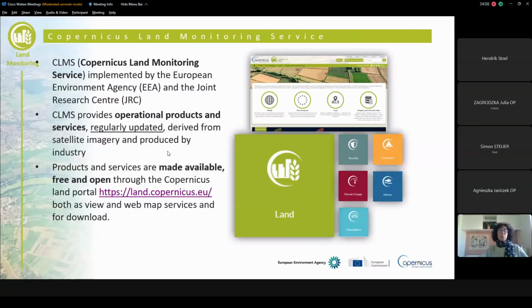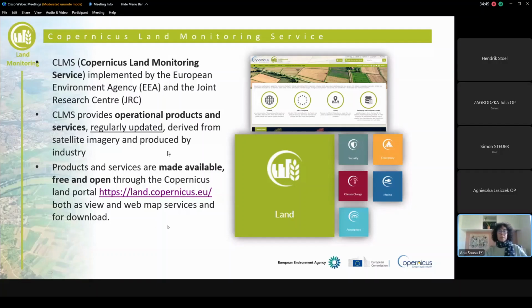So CLMS provides operational products. So we have a time series. They are regularly updated, derived from satellite imagery and produced by the remote sensing industry. Products and services are made available free and open, which is the data policy of Copernicus, and they are made available through the Copernicus Land portal, both as view and web map services and also for download. We are now moving more into the direction of putting our data in the WikiODS platform. Some products are already there, but not all of them.